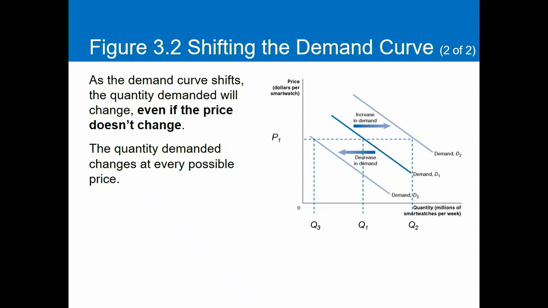So if we look here at P1, the initial price, if we shift the demand curve to the right, we increase demand, we're going to move from Q1 to Q2. So there's going to be more demanded at that price. So even if the price doesn't change in this situation, because the curve shifted out, we're going to see a higher quantity demanded. And it's the exact opposite for a decrease in demand. We'll shift the curve to the left, and at that same price, we're going to move from Q1 to Q3.